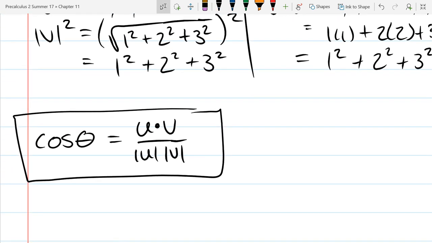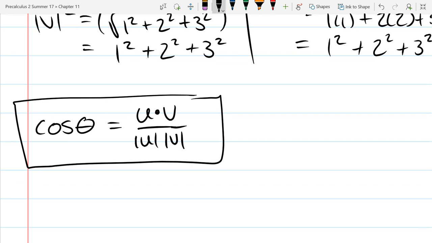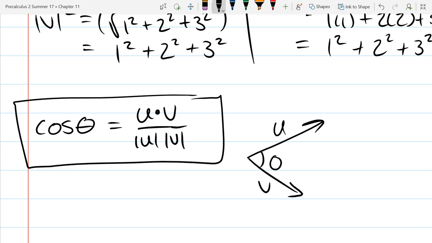And what in the world are theta, u, and v? Well, u and v are vectors. So let's say that's u, and that vector is v. And theta is the angle between the two vectors. Now, in 2 dimensions, it's pretty easy to visualize this. Your vectors are written on paper, in a 2-dimensional plane.